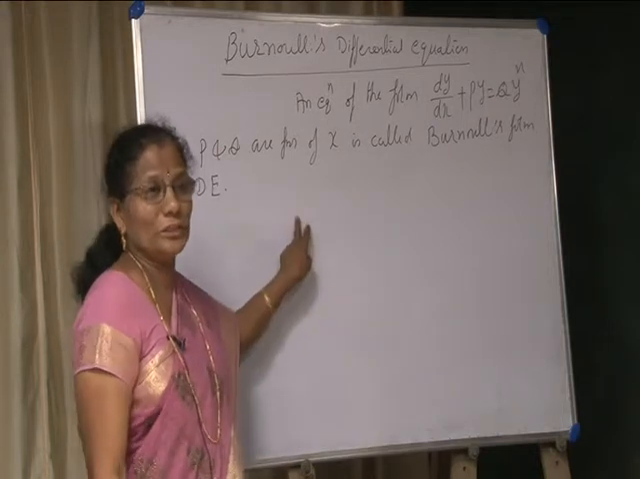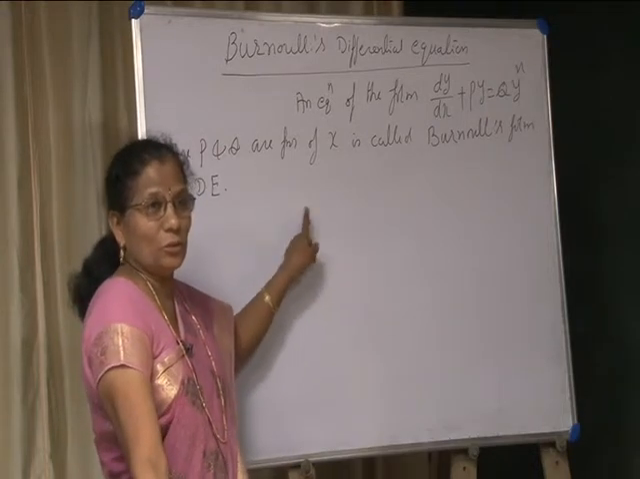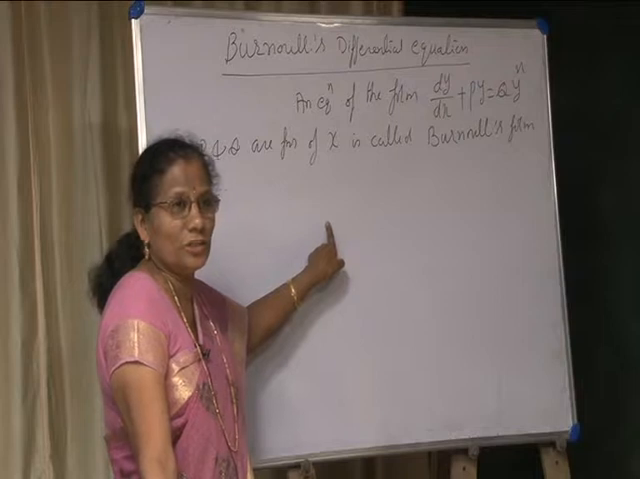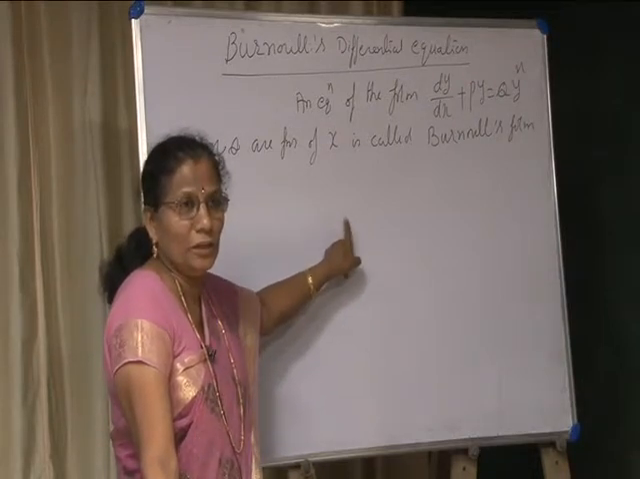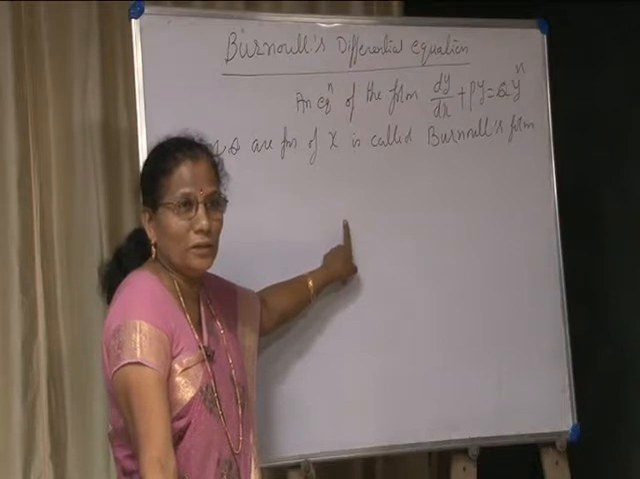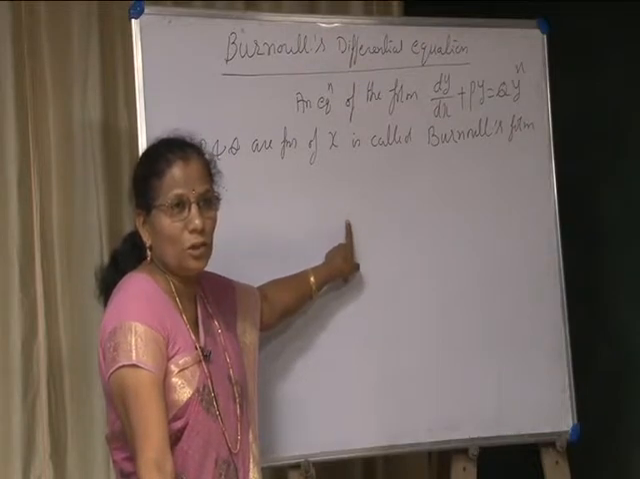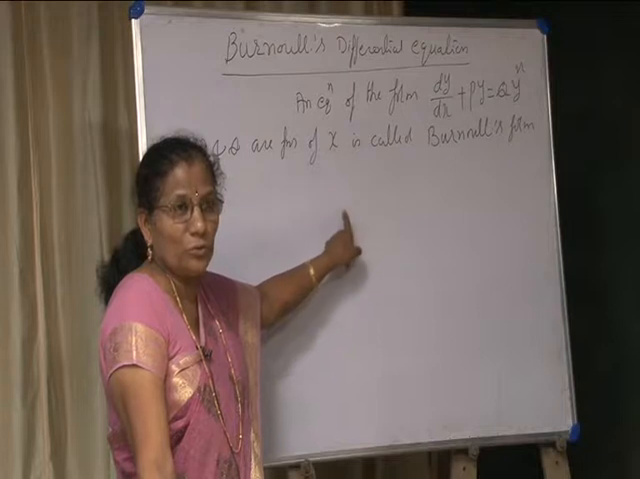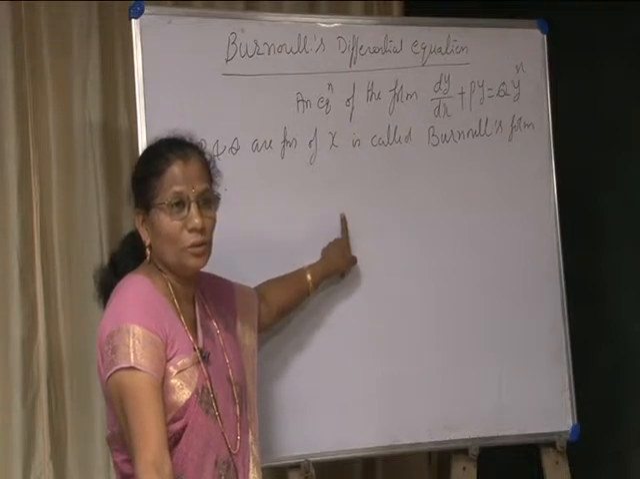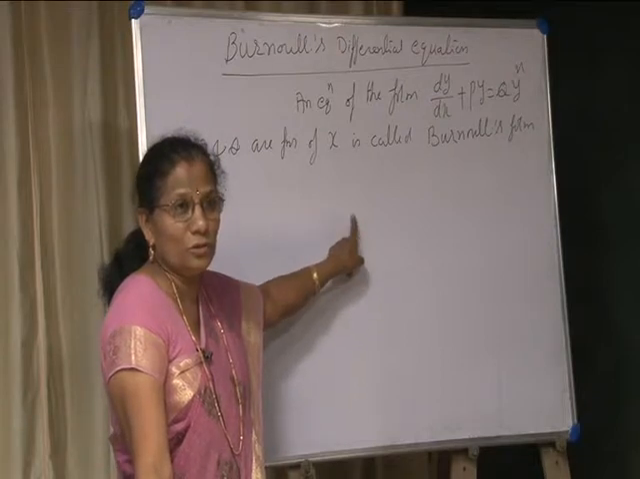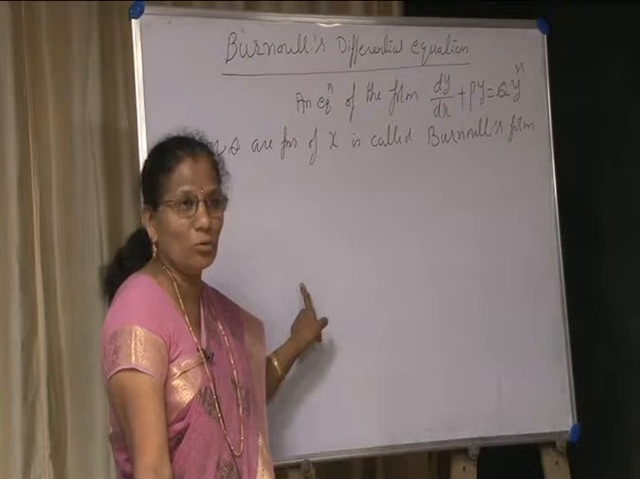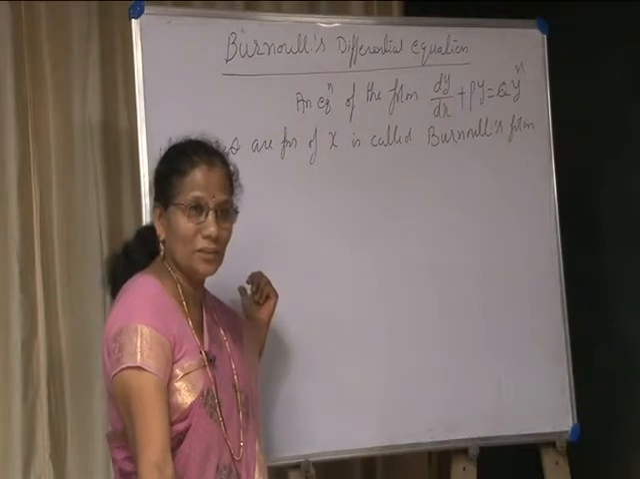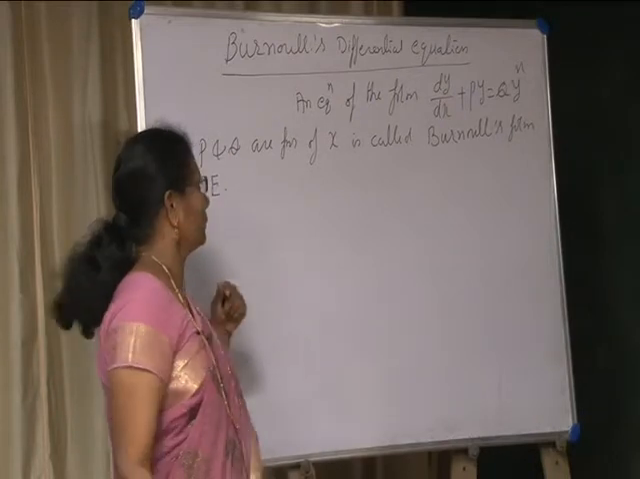How to solve this equation? First, we have to reduce this equation into linear form of equation, that means linear equation dy by dx plus py is equal to q. That means we have to reduce this equation into a linear equation. Then we have to solve the equation as in the previous problem.